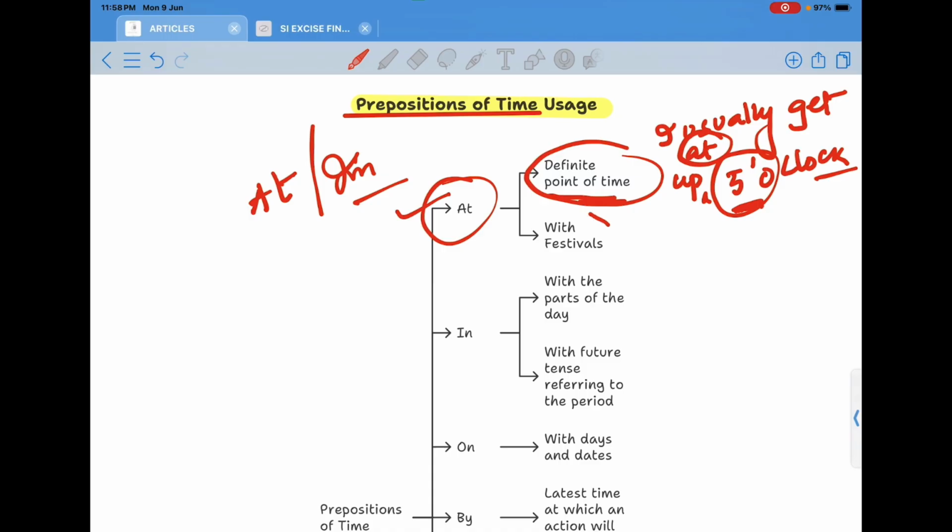Also, "at" is used with festivals. For example, he will come at Holi. So remember this thing. "At" is used for a definite point of time and also with festivals. Okay. So we are done with "at".